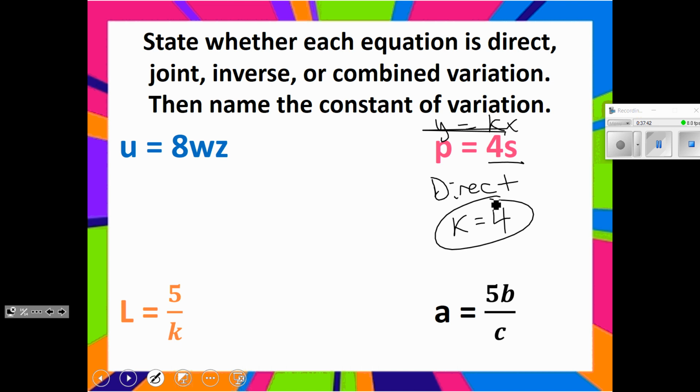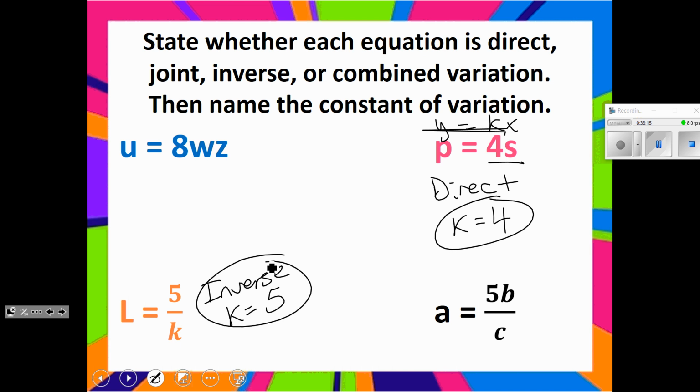Okay, so let's go to inverse. Inverse means division. Which one's being divided by the X? Yeah, the yellow one. L equals 5 over K. So there's your inverse. What would the constant be? It'd be 5. We're always dividing 5 by the K. Okay? Does that make sense? It's the number that doesn't change.